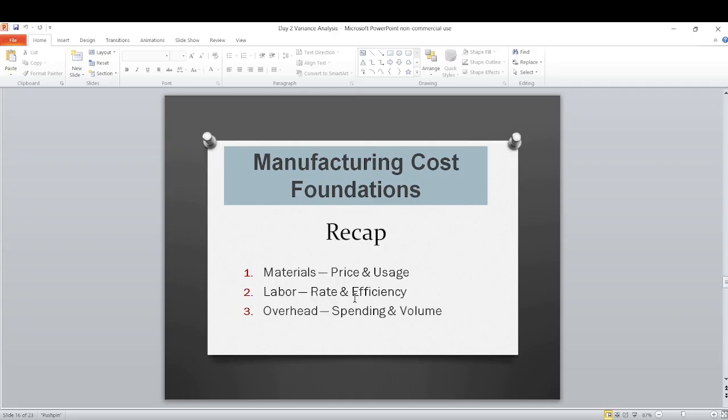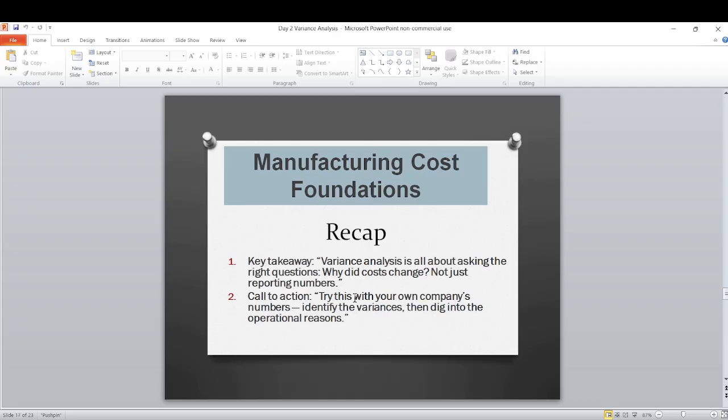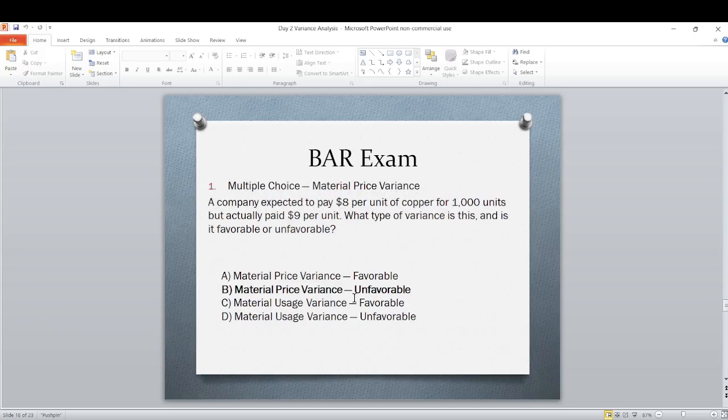Next, try this on your own. Pick a product or service, calculate variances, and dig into why costs were higher or lower than expected. It's the best way to see these concepts in action. Next, let's do some multiple choice, which would be questions from your bar exam.